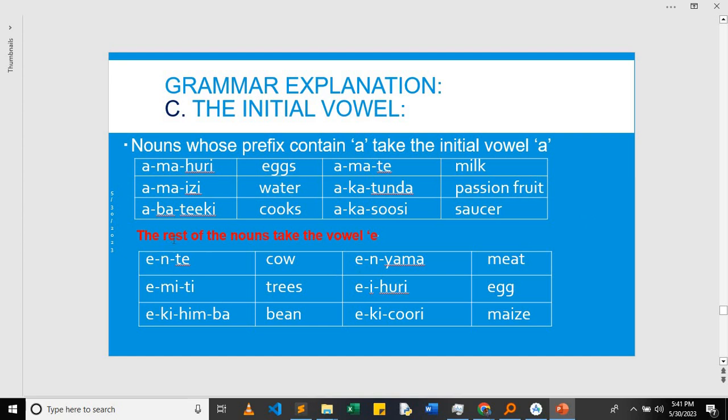And the rest of the nouns take the vowel a. Ente, emiti, echimba, enyama, ihuri, ekikyoli, entebe, enyindo. Entebe is a chair. Then we have a meza. The table. A meza is a table.